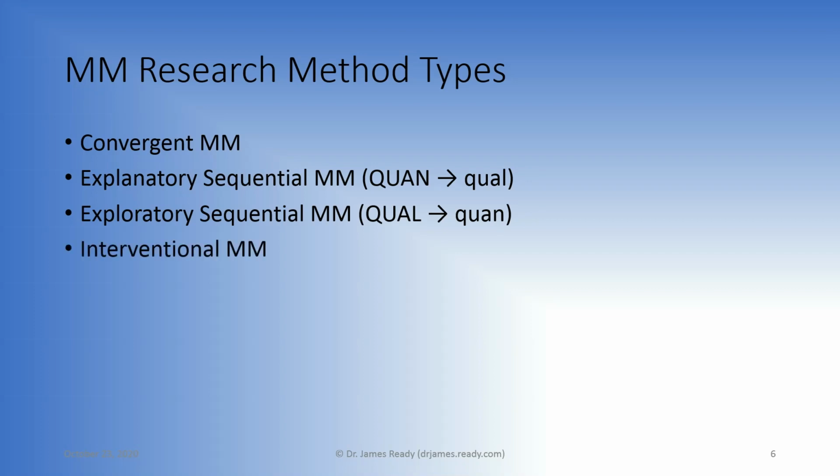Besides these three basic common mixed methods, there are some advanced methods. One such method is called the interventional mixed method approach. In this method, a researcher would implement a pre-test, post-test design. This is where a research design called action research could be placed.